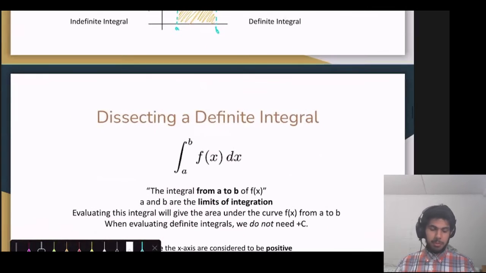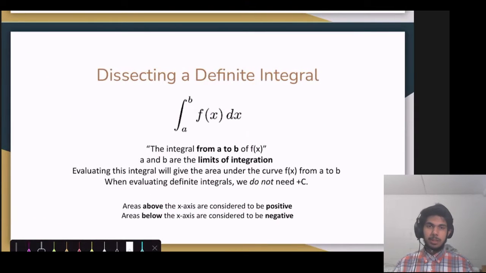So let's take a brief moment to dissect a definite integral, and much of this should be familiar. When we see this, we say that this is the integral from A to B of f of x dx. A and B are called the limits of integration, which makes sense. They tell us the limit of where we're integrating from. The area is bounded by those values, so those are the limits. And as we said, evaluating this integral will give the area under the curve f of x from A to B. And my favorite part, when we evaluate definite integrals, we do not need the plus c, and we'll see why that's the case momentarily.